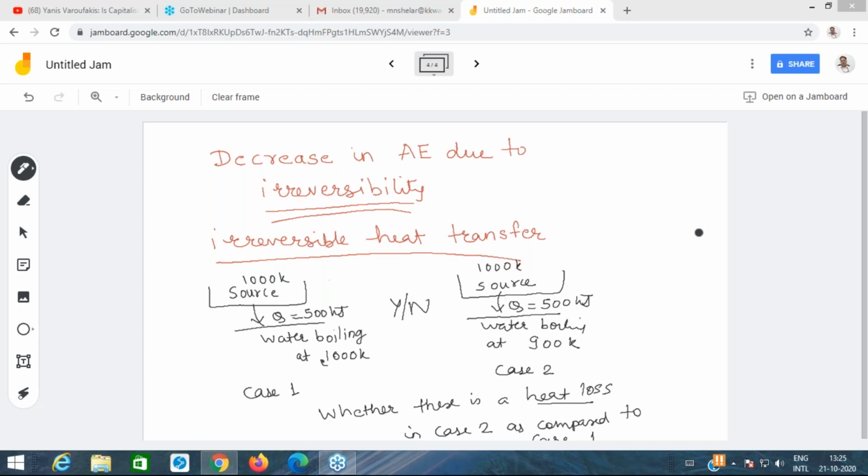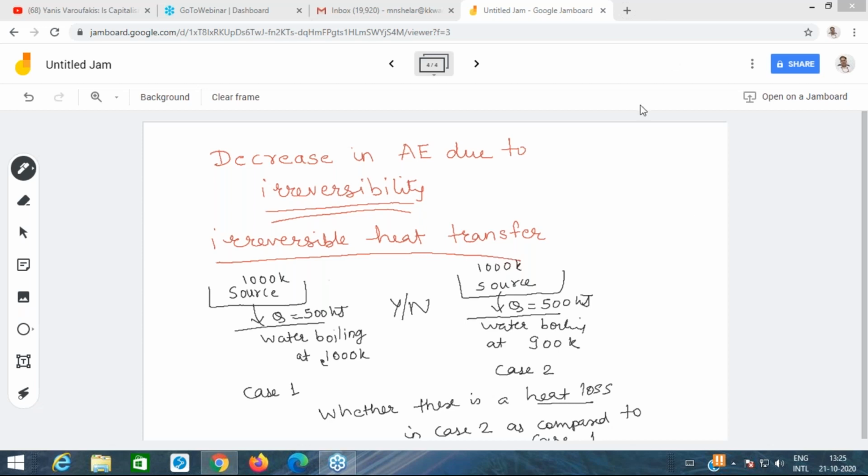So what has happened in case 2 is that there is no heat loss. There is exergy loss. Exergy destruction is the correct word. There is an exergy destruction in case 2, whereas there is no exergy destruction in case 1. Let me explain this by calculating it.